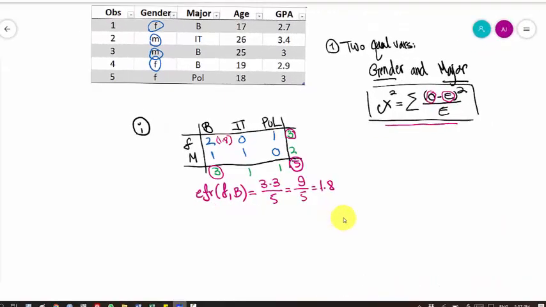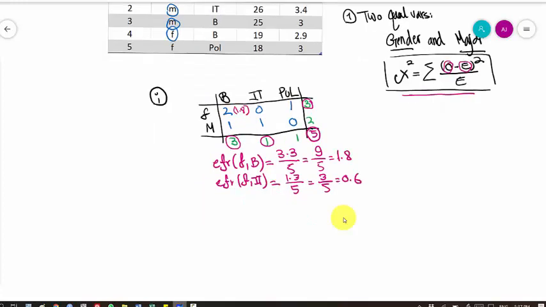The same expected frequency for female in IT. This is this marginal frequency times this marginal frequency, which is 1 times 3 divided by 5, which is 3 divided by 5, which is 0.6. I continue calculating the expected frequency for female in political science, and that's nothing but this marginal frequency times this marginal frequency. 1 times 3 divided by 5 is equal to 3 divided by 5, 0.6. So I write here, this is 0.6, this is also 0.6.